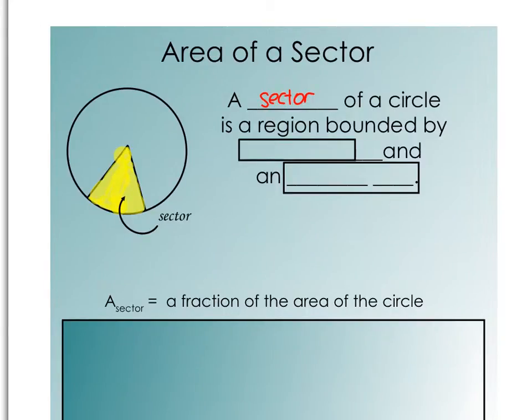The sector of a circle is the region that's bounded by two radii and an intersected arc. So let's write that in the blank. The sector of a circle is a region bounded by two radii and an intersected arc.